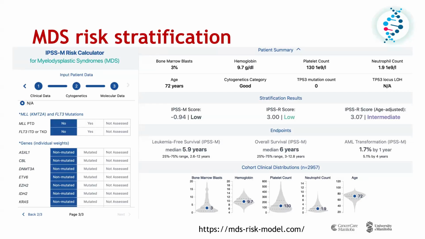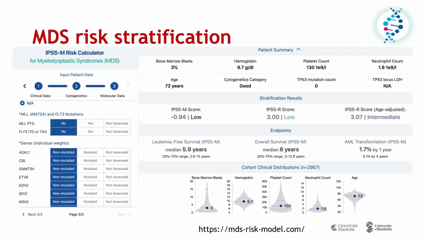So this spits out an IPSS-M score. It also gives us an old score and an age-adjusted score, which computes average estimates on a population. So it's a good starting point for a conversation, but it is not the entire conversation because, as we all know, no one person can really follow this population estimate.